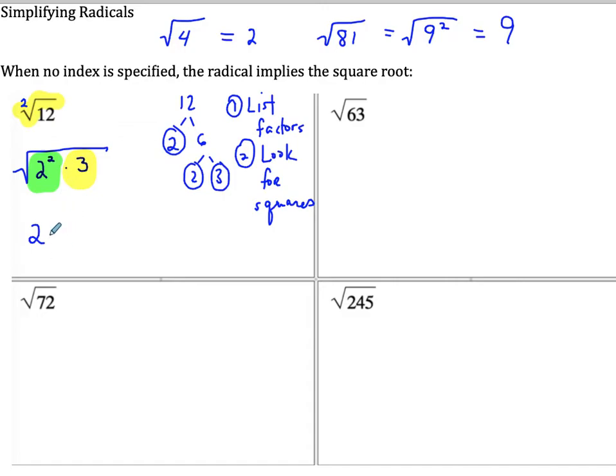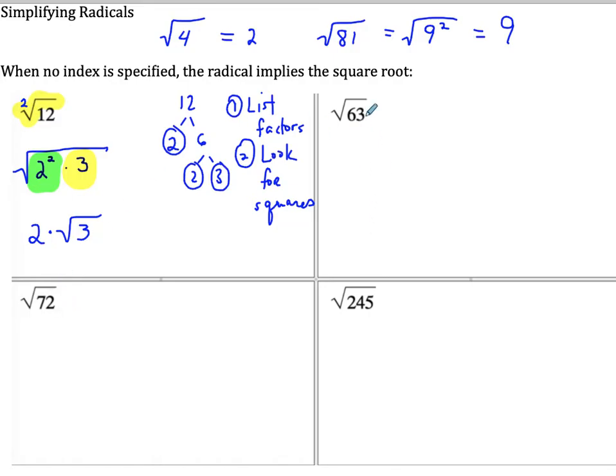So my answer is 2, the part I was able to take the square root of, times the square root of 3, which is this part that I wasn't able to take the perfect square of. So I'm simplifying it by taking the square root where I can, and then just multiplying it by whatever is left over, staying inside that radical.